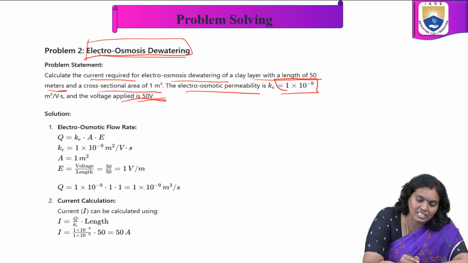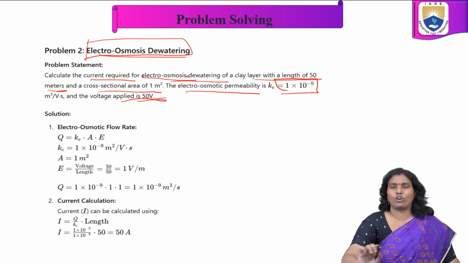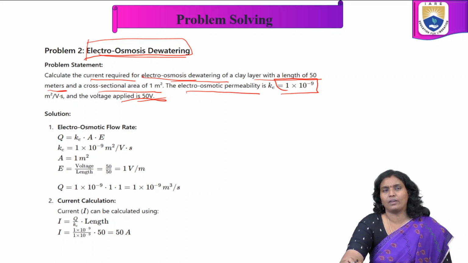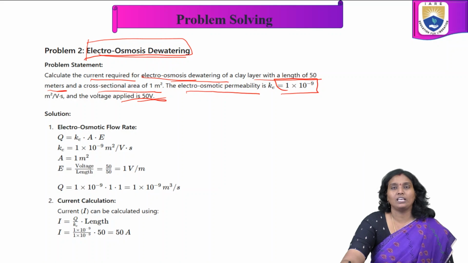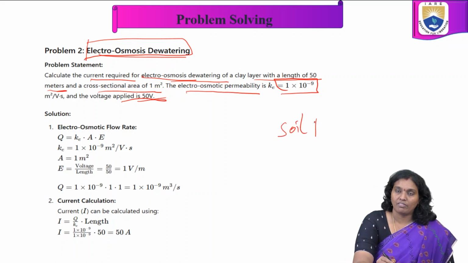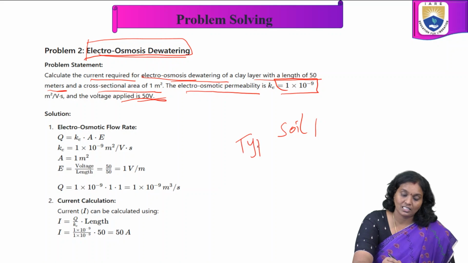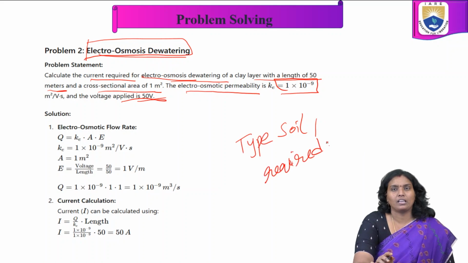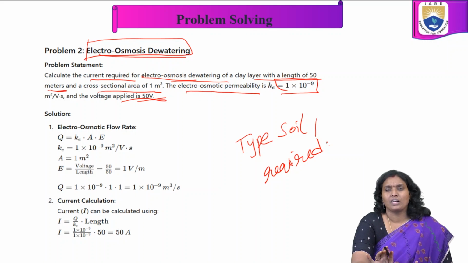In some cases, they may not mention which kind of dewatering technique is adopted. So we follow the procedure, considering what type of soil it is and what is required for the project. We keep it in our mind. We choose the required technique for getting better results, for better outcomes for that particular project.